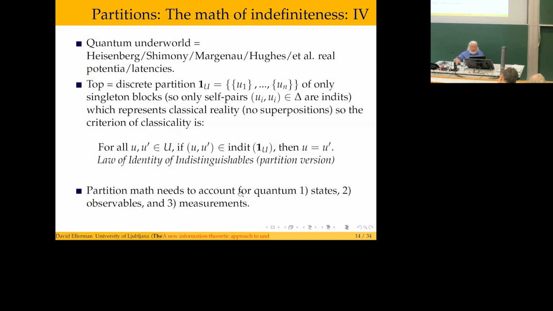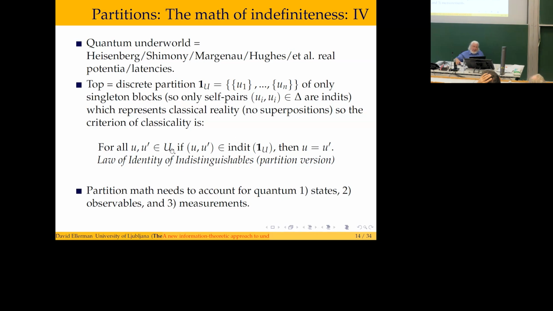in quantum mechanics. And it turns out that the partition logical version of this law of identity of indiscernibles is right here. If you have two elements that are indistinguishable by the classical partition, then they're the same. And that's a trivial mathematical thing, because when everything has been distinguished, the only thing that hasn't been distinguished are the self pairs. You can't distinguish anything from itself. So if you've got two things that are indistinguishable by the discrete partition, they have to be the same. Trivial, but it's interesting that the notion of classicality that Leibniz had as a criterion comes right out of partition logic.